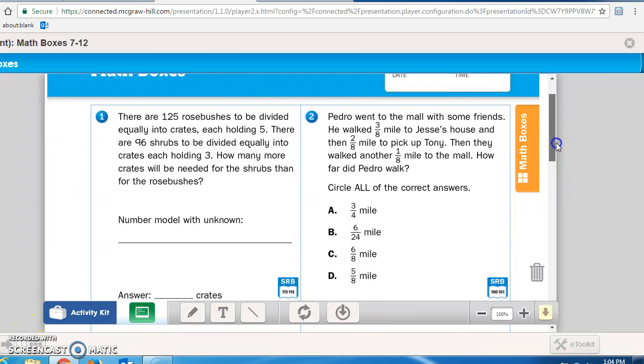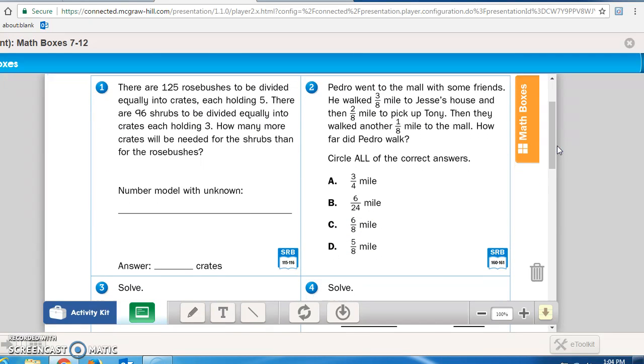Math Box 2 says, Pedro went to the mall with some friends. He walked 3/8 of a mile to Jesse's house and then 2/8 mile to pick up Troy. And then they walked about another 1/8 mile to the mall. How far did Pedro walk altogether? Circle all the correct answers.